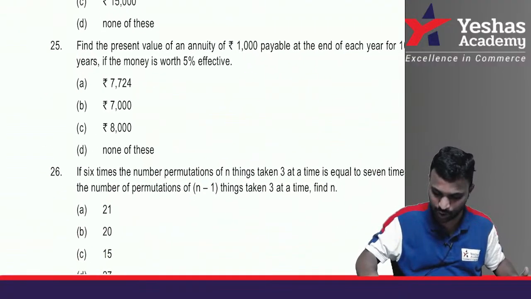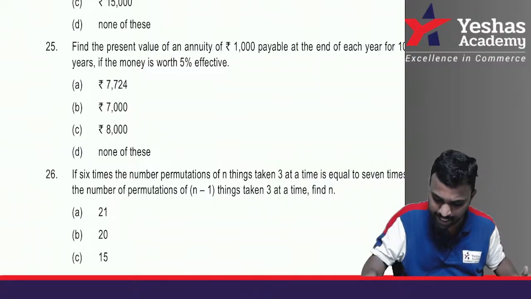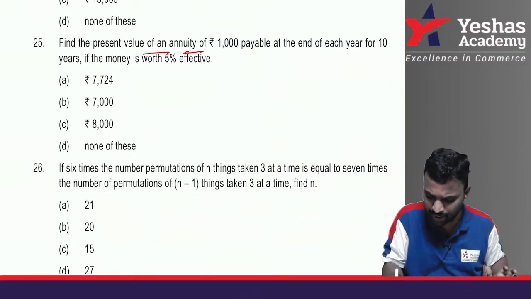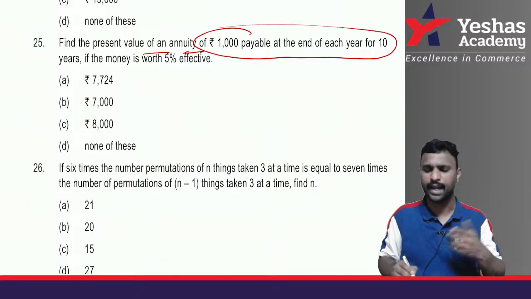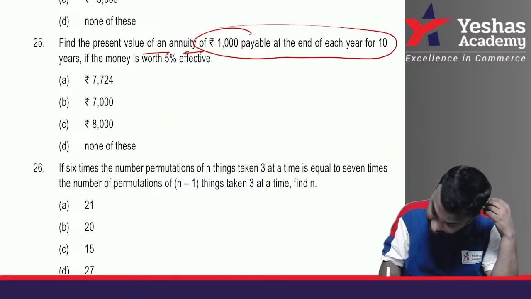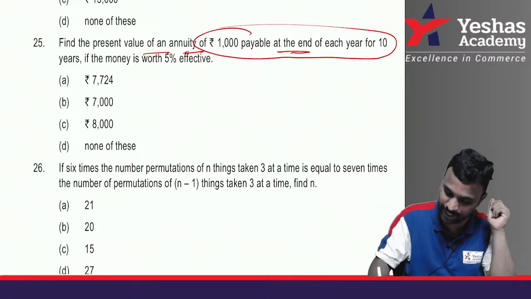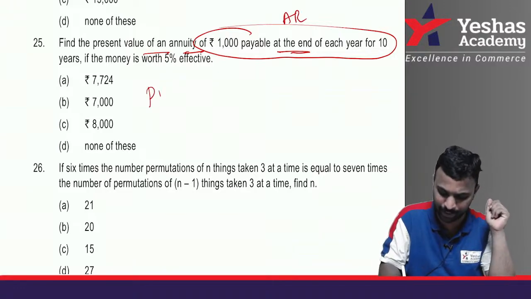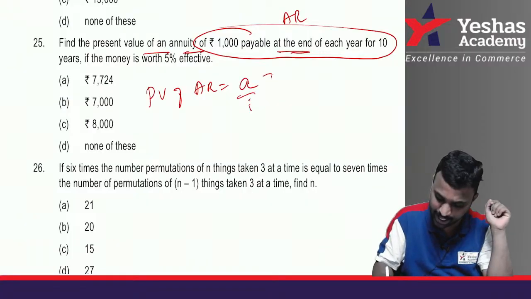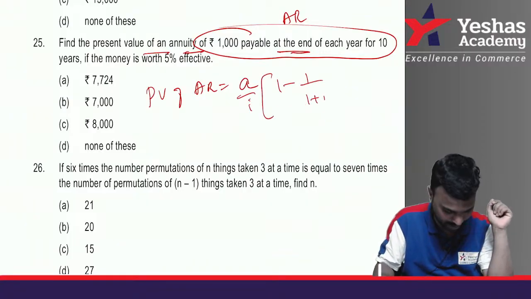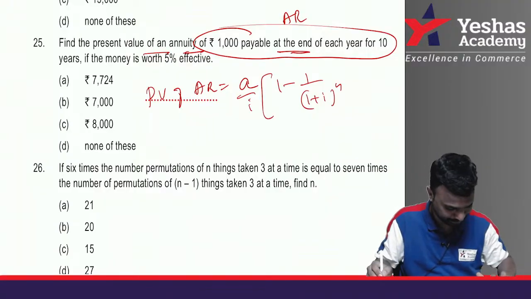Moving on to the next question, question number 25. It says, find the present value of an annuity of rupees 1,000 payable at the end of each year for 10 years. Guys, they have clearly said at the end of each year. Definitely it is annuity regular. We need to find PV of AR. So what is PV of AR, guys? A by I into 1 minus 1 divided by 1 plus I whole power n.